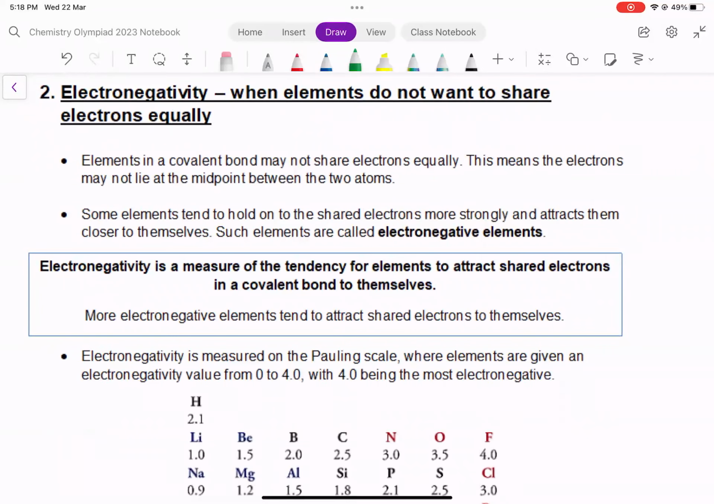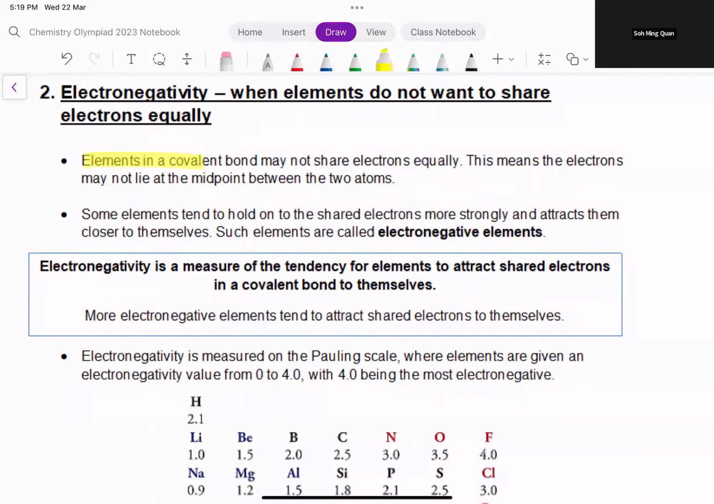Next, let's move on to more advanced topics. Covalent bonding is the sharing of valence electrons. We usually assume and imagine that these shared electrons will be in the center, midway between the two atoms. But is that really true? Do the shared electrons really appear midway? Well, the answer is no, it doesn't. In some cases, it doesn't appear midway. So what are those cases?